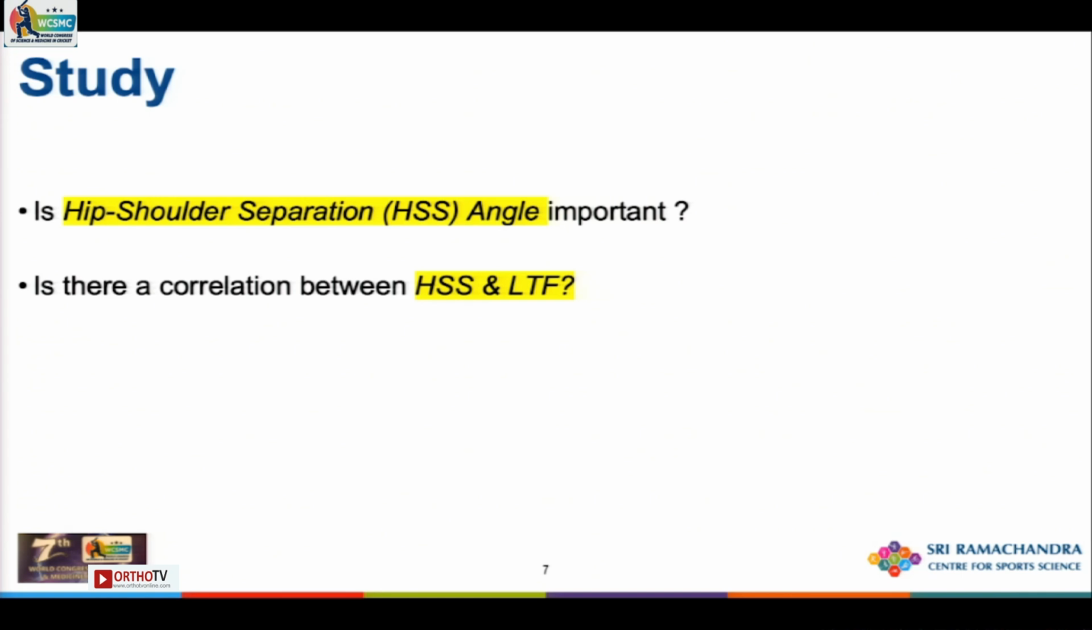So this study was aiming to answer 2 questions. One is whether the hip shoulder separation angle, HSS, is important, and then whether there is a correlation between this and LTF, the lateral trunk flexion. I'll let you know at the end of the presentation why we wanted to look at the correlation between hip shoulder separation angle and the lateral trunk flexion.